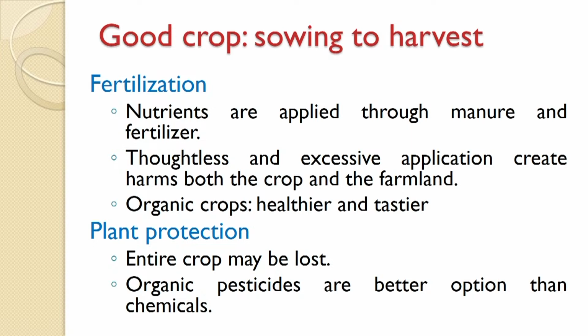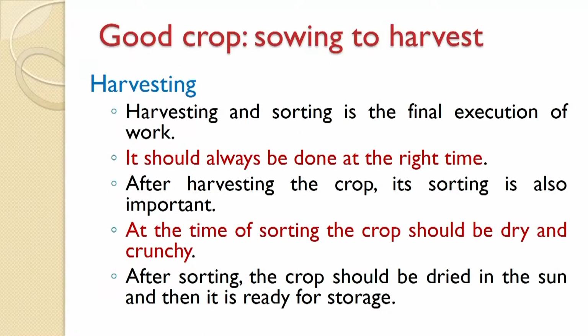But one thing we should keep in mind is that we should go for organic pesticide, as it is safe for our environment. Then our last step will be harvesting, and it is actually the final execution of the work, so that we can harvest the fruit of our hard work. But this harvesting should be done at the right time, otherwise our crop will get overmature, or they may remain immature.